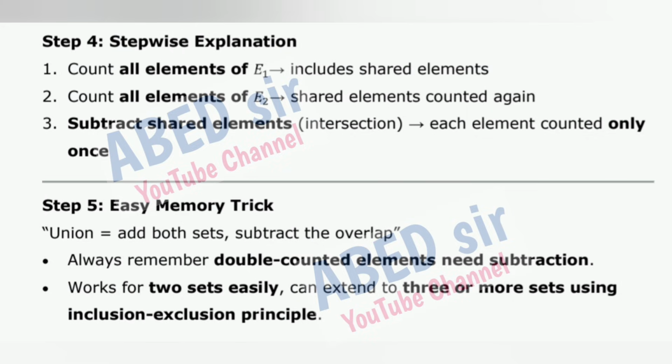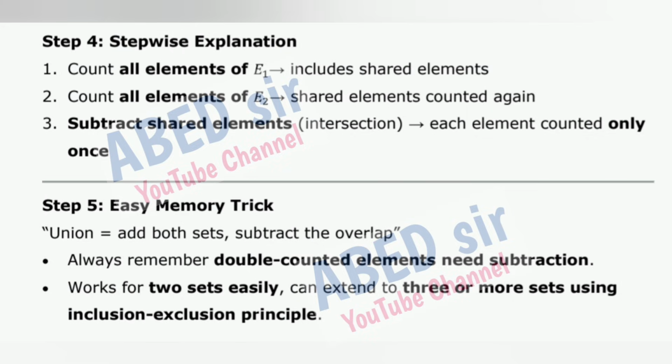Step 4. Stepwise explanation. Count all elements of E1, which includes shared elements. Count all elements of E2, so shared elements are counted again. Subtract the shared elements, the intersection, so each element is counted only once.